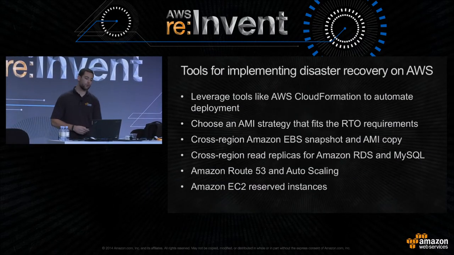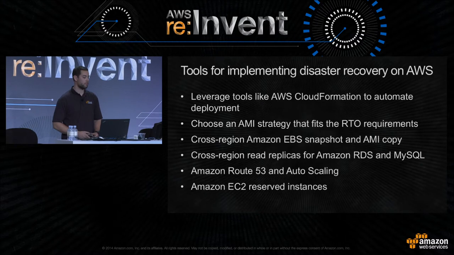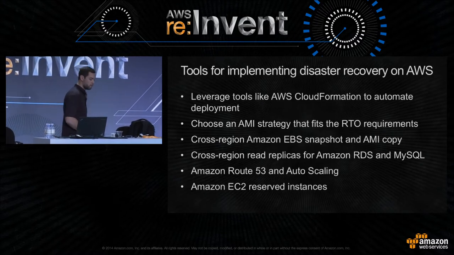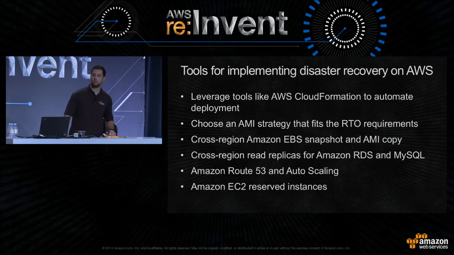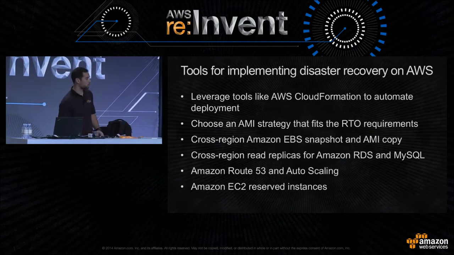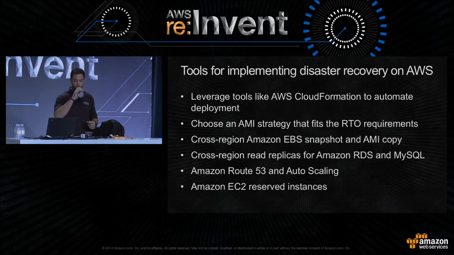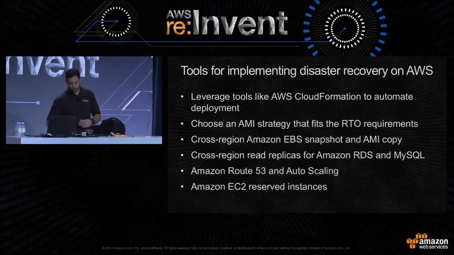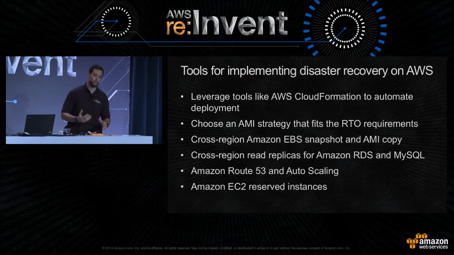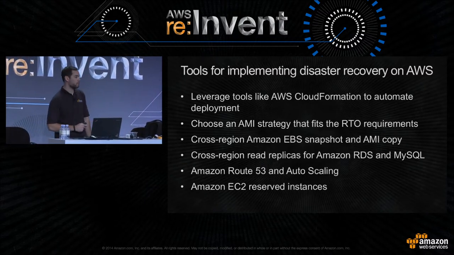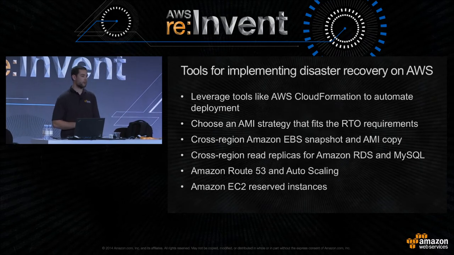Okay, so some of the tools for implementing disaster recovery on AWS. We have AWS CloudFormation. Just a show of hands, who's used CloudFormation before? Okay, a fair number, that's good. CloudFormation is basically a way of having infrastructure as code. You define the infrastructure that you're deploying in AWS in a JSON template, which has all of the attributes that make up your infrastructure. You can upload that template into AWS and deploy your infrastructure in a matter of minutes.